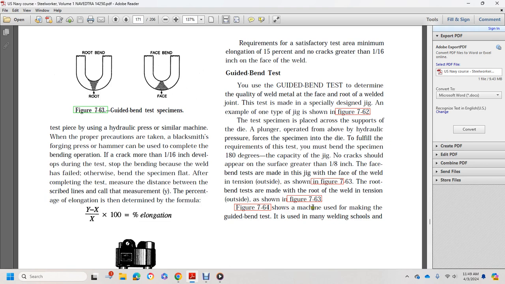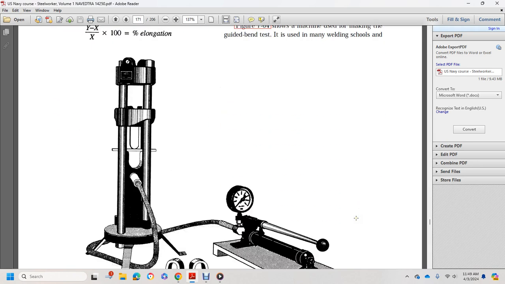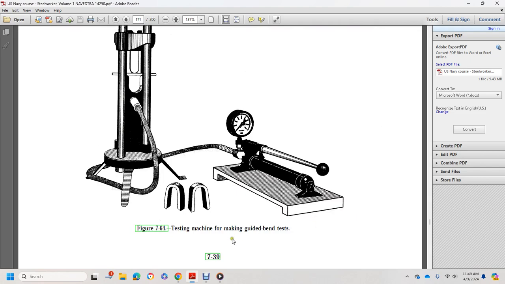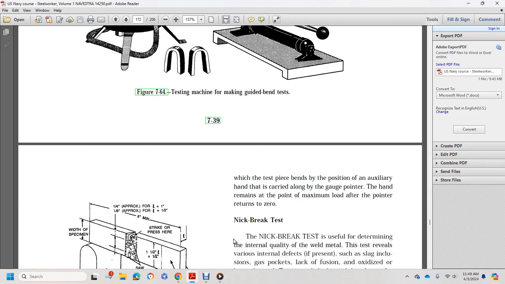Figure 7-64 shows the machine used for making guided bend tests and used in many welding schools. Figure 7-64, test machine, welding guided bend test.